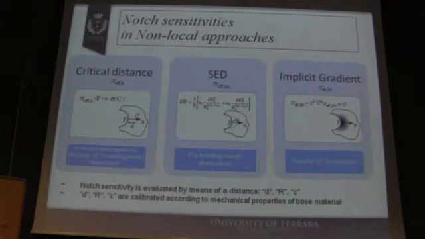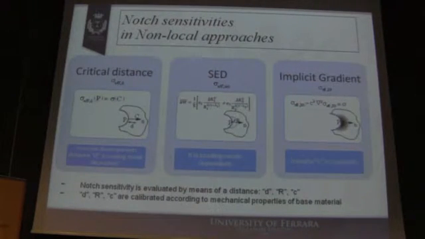So, in these approaches, first of all, the notch sensitivity is given by a distance. It's a common approach. And the distances are calibrated according to mechanical properties of the parent material. So, first of all, is this actually a problem, the dependence of the sensitivity on loading mode? In my opinion, yes. Of course, it's a secondary problem compared to the main problem of the sensitivity, but it is a problem for two aspects.